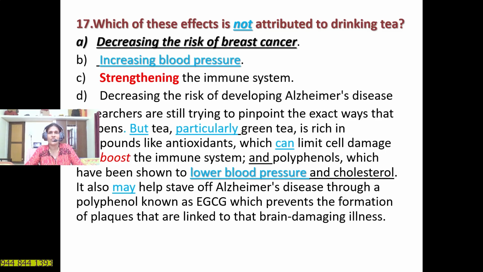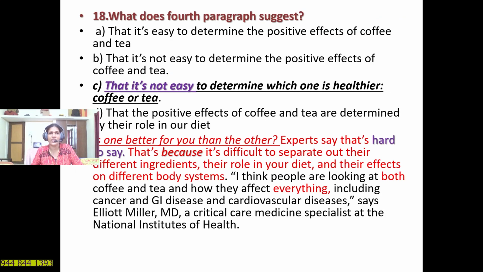So what does this talk about? Drinking tea is attributed with decreasing the risk of breast cancer. It does attribute strengthening the immune system, and it does attribute decreasing the risk of developing Alzheimer's disease. But the exact opposite, that is increasing the blood pressure, is not given. So it is shown to decrease blood pressure but not increase blood pressure. So the answer for this question is B, that is increasing blood pressure. Let's move on to the next question.